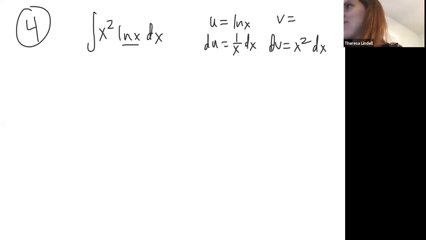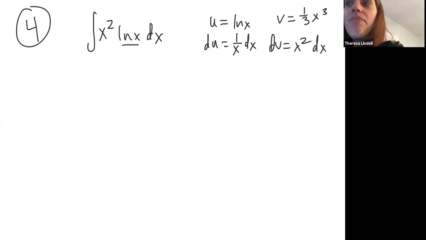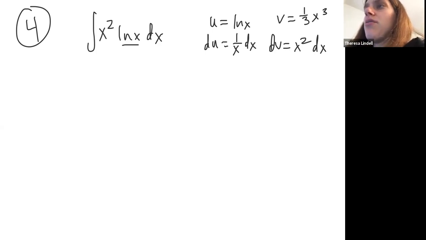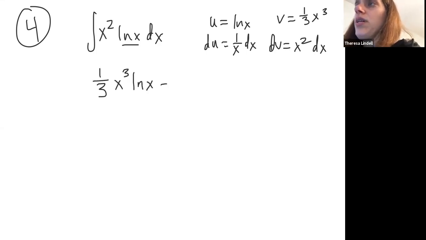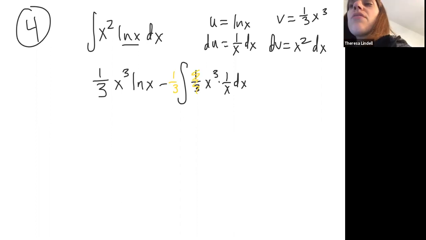What's backwards from x squared? 1/3 x to the third. Perfect. Yeah, I got ahead of myself. So then uv minus the integral of v du is 1/3 x cubed ln x minus the integral of 1/3 x cubed times 1 over x dx. So this is where I think everyone did this right up until here. It's just that there were some mistakes from there. My hint is you can pull the 1/3 out if you want, and put it there. But you just have to be careful.